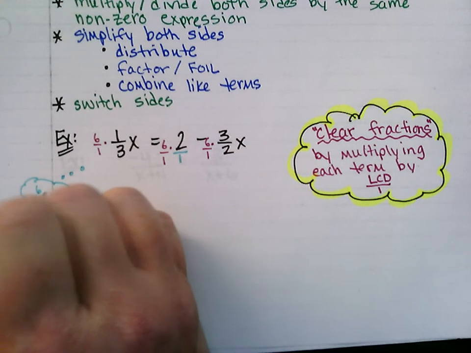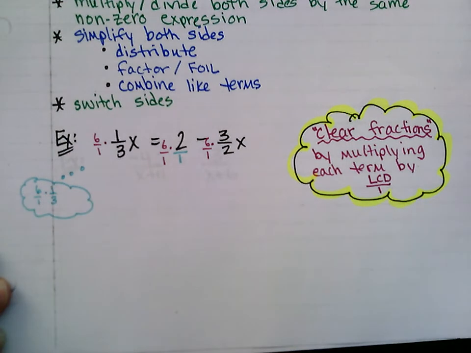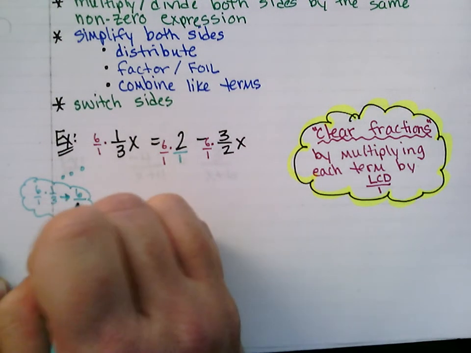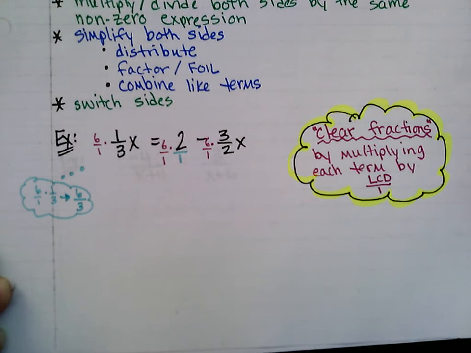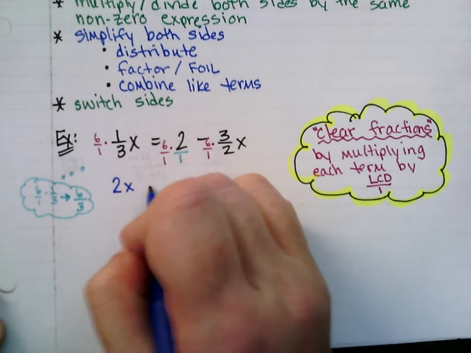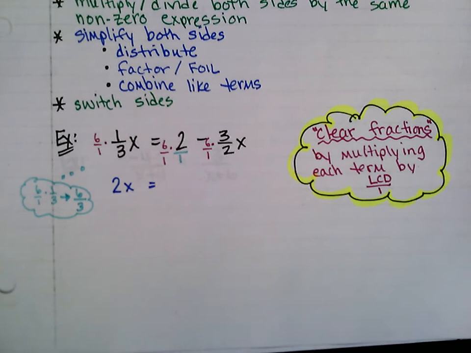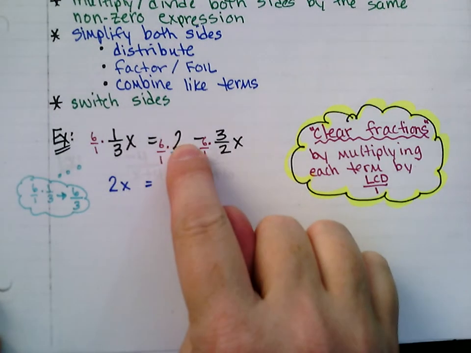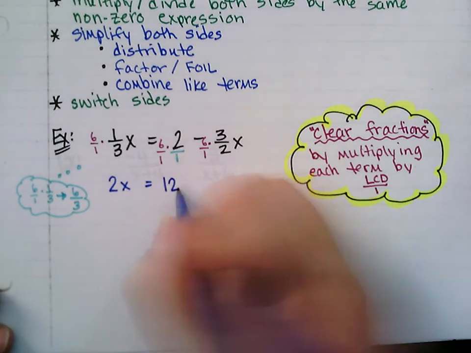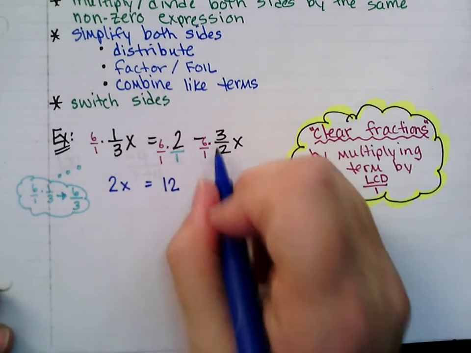To do 6 over 1 times 1 over 3, when we multiply fractions, we just go straight across. So I'll do 6 times 1, which is 6, 1 times 3, which is 3. So 6 over 1 times 1 over 3 is going to be 6/3, which I will, of course, simplify to be 2. So this becomes 2x equals, I'm going to do the same thing here. 6 times 2 is 12. 1 times 1 is 1. That becomes simply 12. Make sure you pay attention to signs as you go.